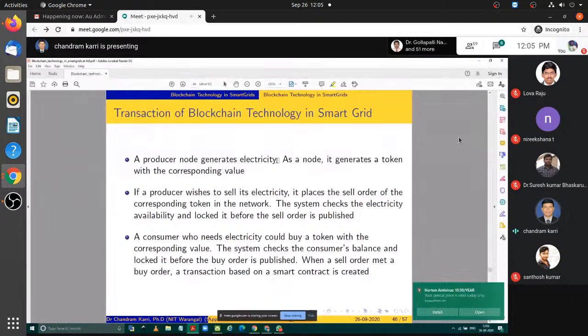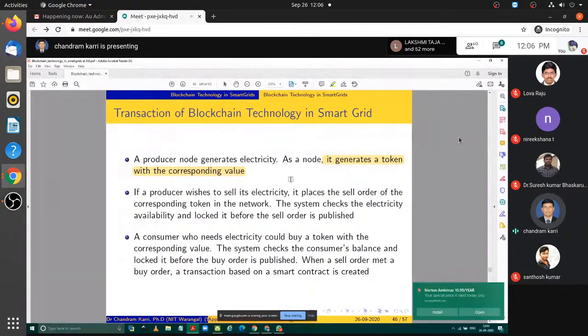Whenever he is ready to supply power, at that particular node, one node is assigned to the supplier. So that node generates a token with corresponding values in it. So the concerned party is ready to participate. He will enter like an input: I am ready. Then one code will be generated. Code in the sense, in the form of a token.